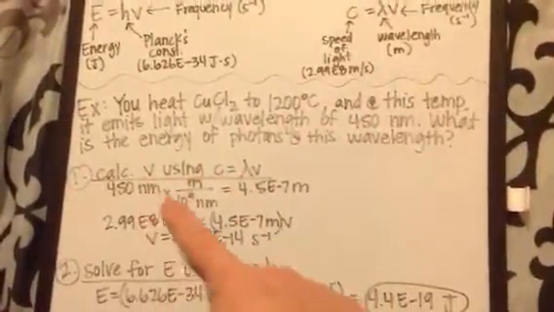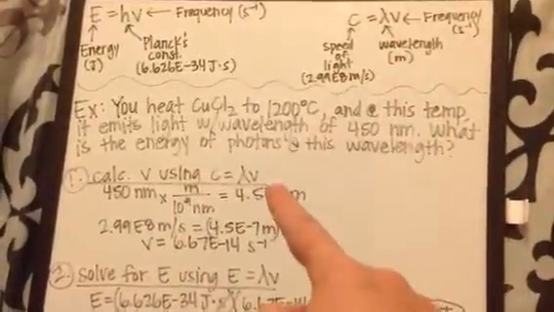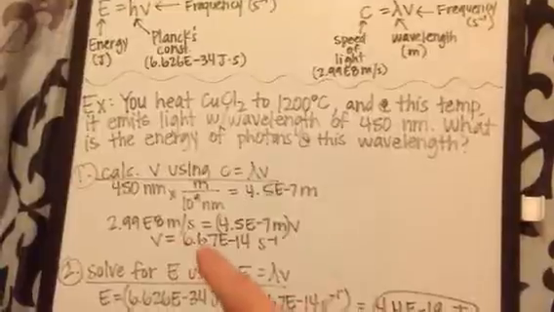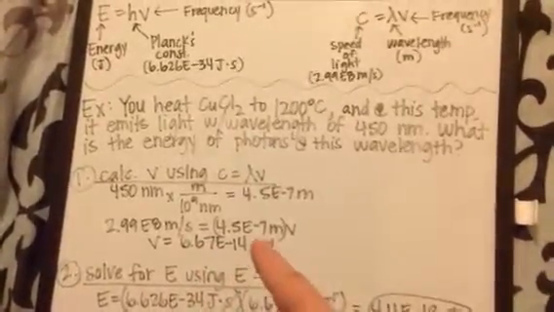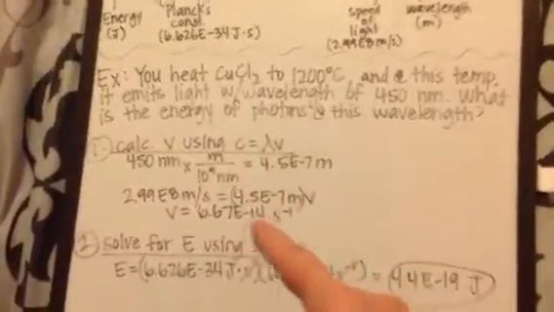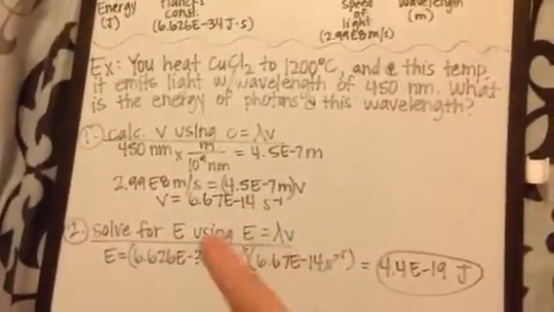Don't forget to convert nanometers to meters first, right? Because wavelength must be in meters. There's our frequency, 6.67 times 10 to the negative 14th hertz, or seconds inverse. Once we've got frequency, now we can plug in and solve for energy.